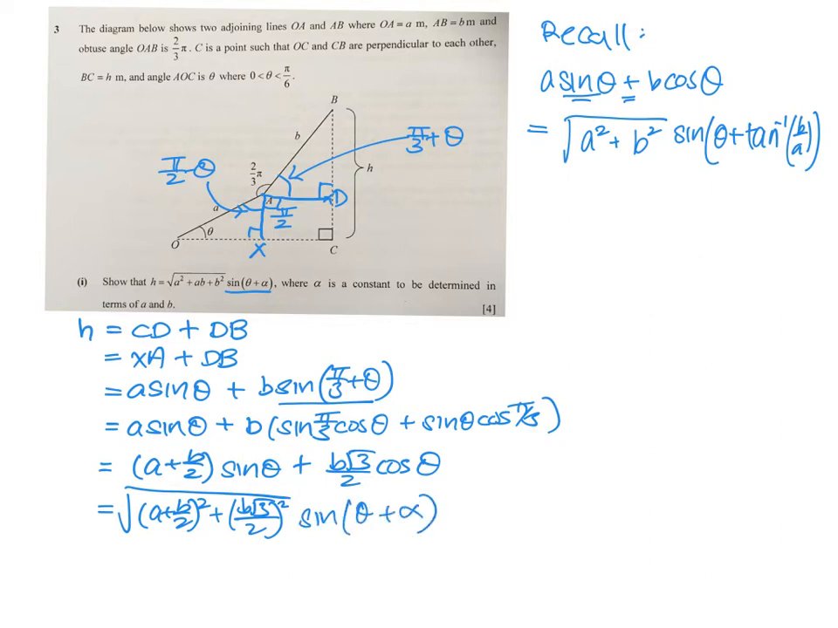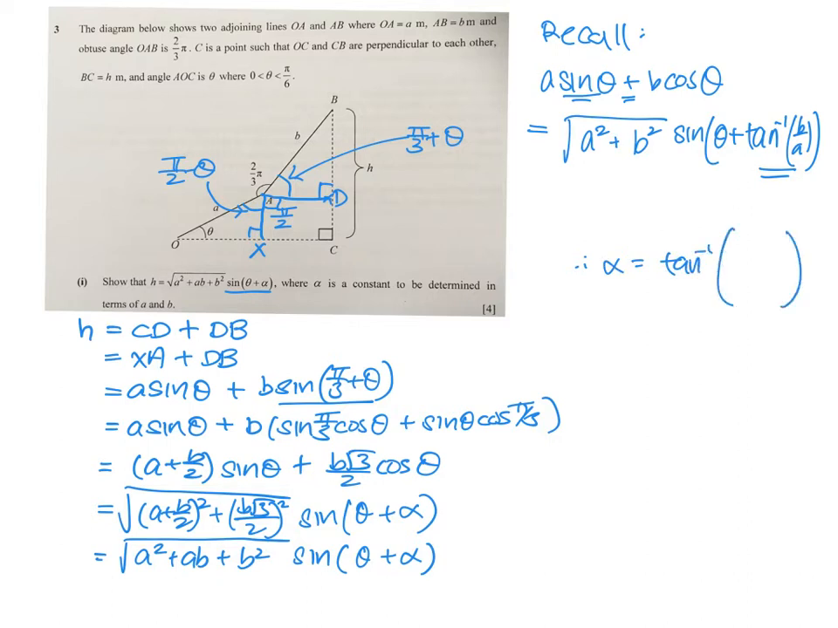As I expand the square of A plus half B, as well as the square of square root 3B over 2, I should be able to simplify to A square plus AB plus B square. Now, how about alpha? How do I determine alpha? Recall, your alpha will be tangent inverse the coefficient of the second term, which is B square root 3 over 2, over the coefficient of sine theta.